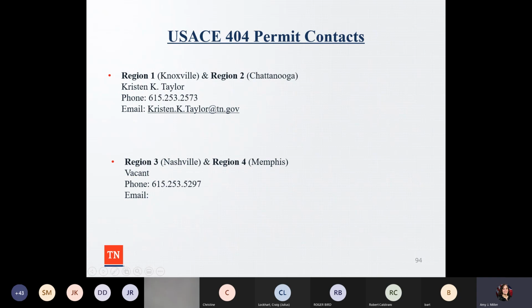And then for Region 1 and Region 2, so Knoxville and Chattanooga, it is Kristen Taylor. And then for Nashville and Memphis, right now the position is vacant, so they should be filling that soon.